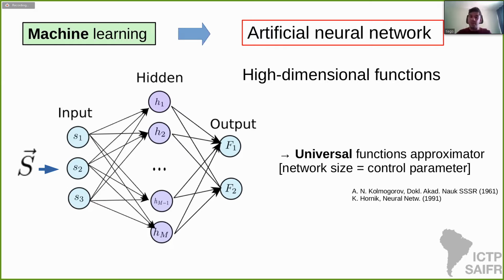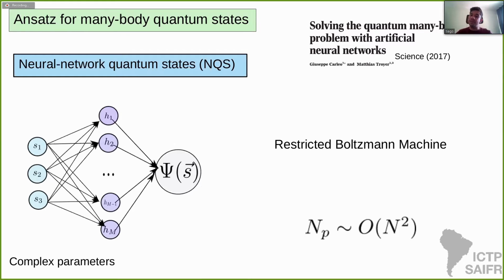And in principle, this is like a universal function approximator, okay? Of course, it depends on the number of parameters that I have, but in principle, if I'm able to increase the size of my network, I can represent any function. And the basic element of this is that each layer of the network is a set of linear transformations followed by a nonlinear transformation.